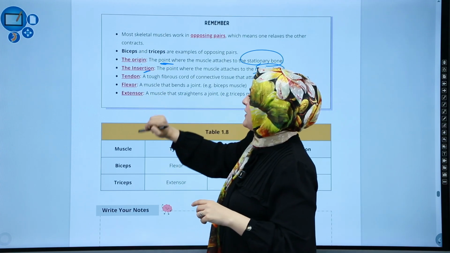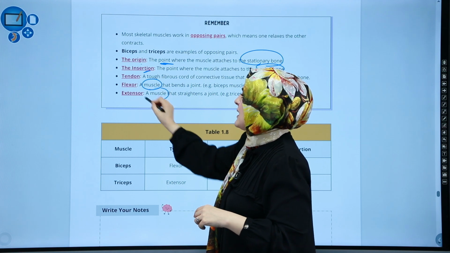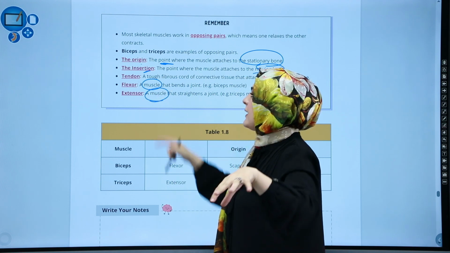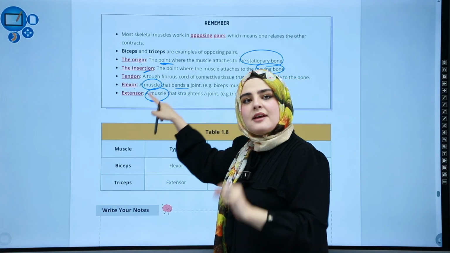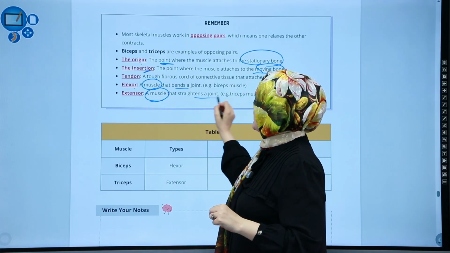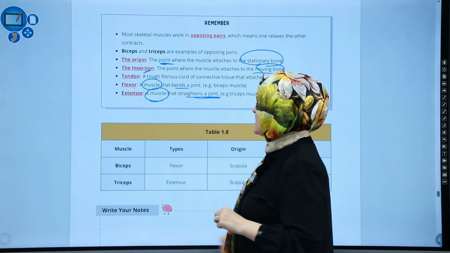These two, flexor and extensor, are muscle names based on how they work. If a muscle bends a joint, we call it a flexor. If a muscle straightens a joint, we call it an extensor.